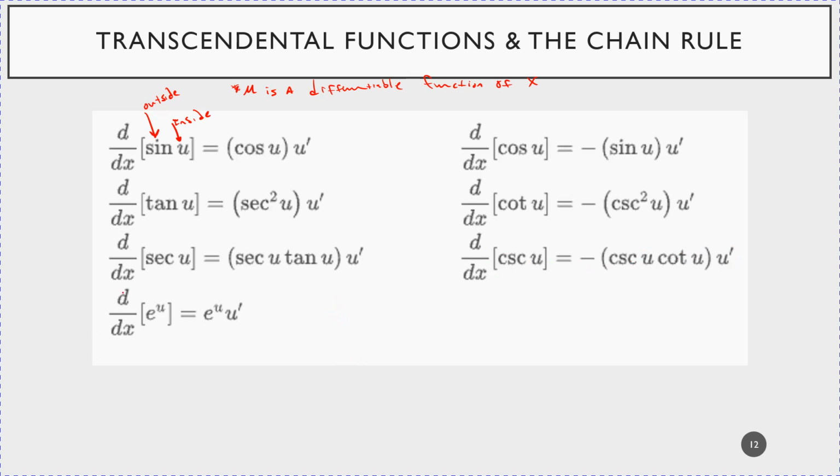The last one here: the derivative with respect to x of e to the u. The e here is the outside, and the u is the inside. So the derivative of the outside, the derivative of e to the u, just start with e to the u, and then you multiply it by u prime, the derivative of the inside.